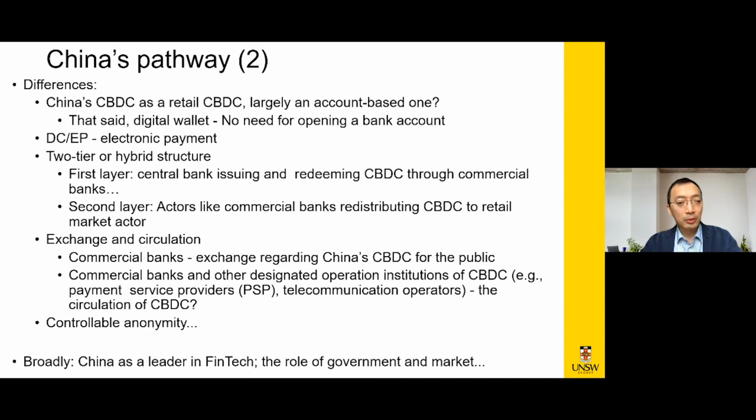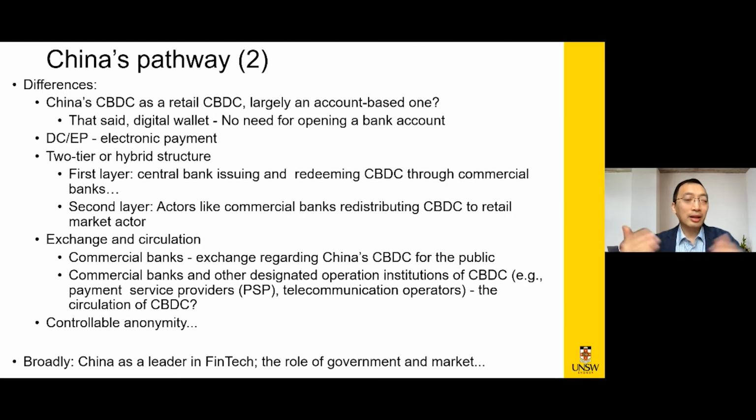Another aspect we see for the China CBDC, which is now undergoing pilots in four cities in China, is controllable anonymity. Which means that at the back end, the central bank will be able to see what is happening, where the money is being spent and by whom. At the front end, it may not be seen by third parties, but the central bank will be able to see what is happening.